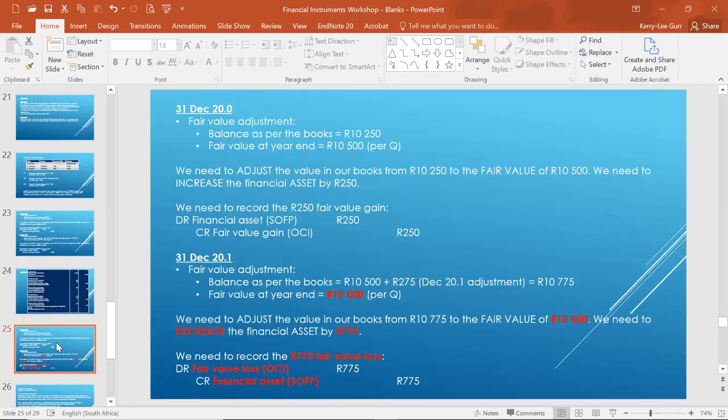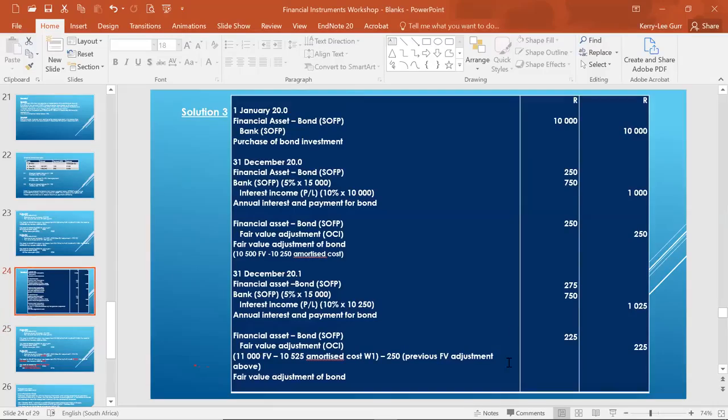What I wanted to do, as a bit of a devil's advocate, is this: we first have to recalculate the closing balance. Yes, we do have to recalculate our closing balance. Remember, we had updated it to 10,500, and then we would need to adjust for our fair value after taking into account our interest and our receipt.